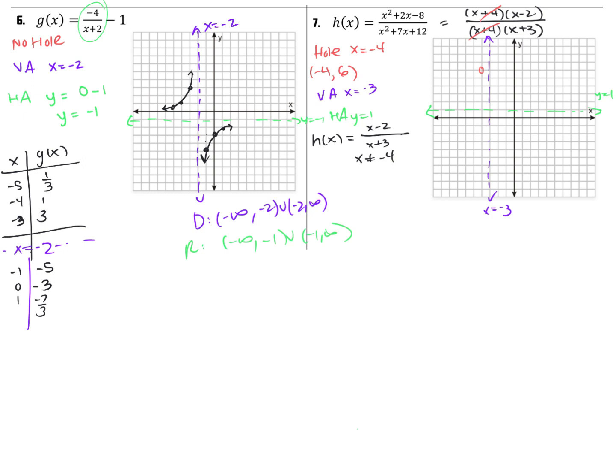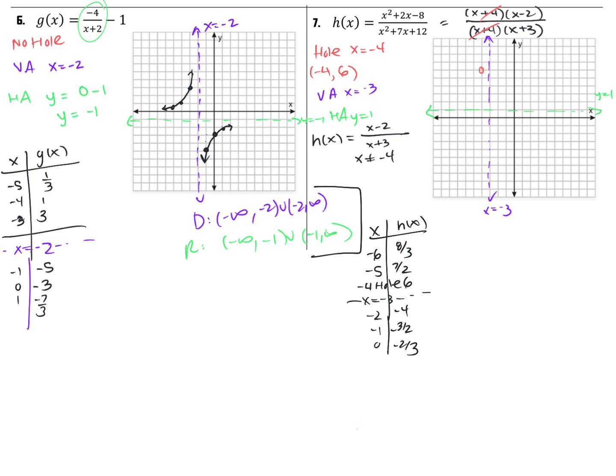All right, so hopefully you were able to get started. I have identified that there's a hole at x equals -4. If I plug -4 into my new function, I get -6 over -1, so +6. So I'm going to have a hole at the coordinate -4, 6. After I simplify, I can identify my vertical asymptote, x equals -3, and my horizontal asymptote, dividing the coefficients, y equals 1. Now I want you to go ahead and make your table of values.